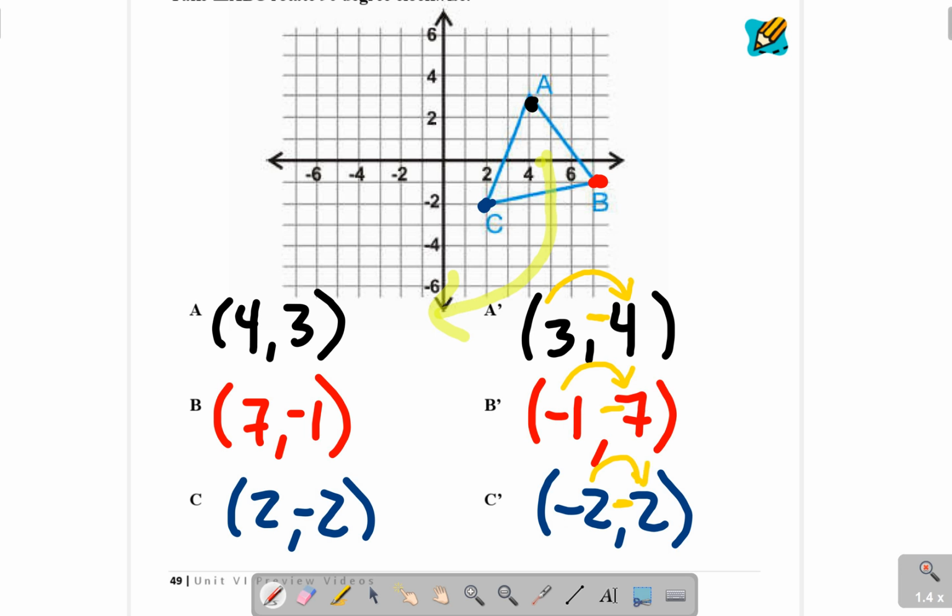Now I'm going to graph. So this first graph is 3, -4. So 3, -4, that is now my A prime. -1, -7. It's now my B prime. -2, -2. Whoops. Hang tight. I did that positive.